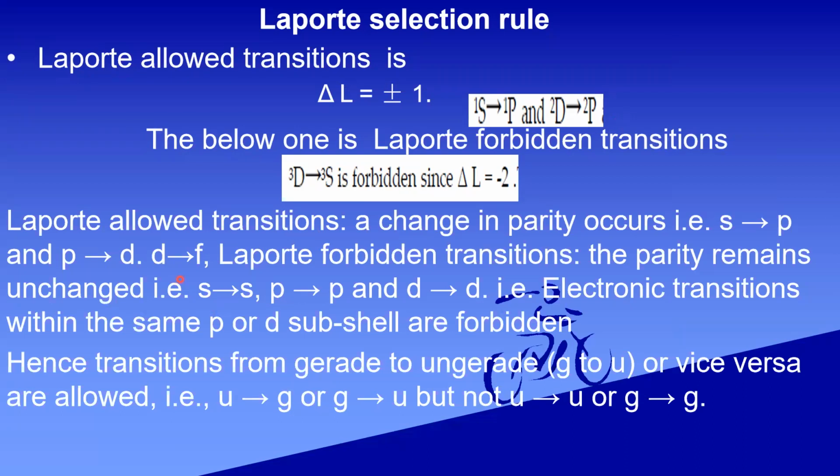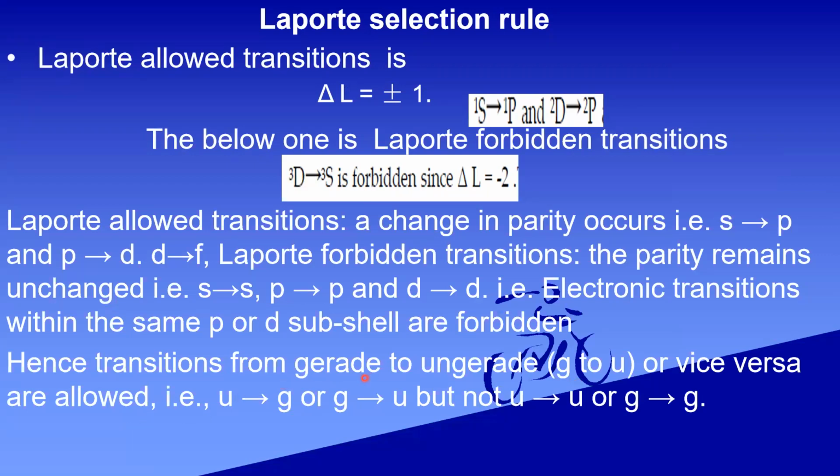The Laporte allowed transitions have a change in parity, that is S to P, P to D, and D to F. In Laporte forbidden transitions, the parity remains unchanged, that is S to S, P to P, and D to D. In this case, electronic transitions within the same p or d subshells are forbidden. Hence, transitions from gerade to ungerade and ungerade to gerade are allowed.